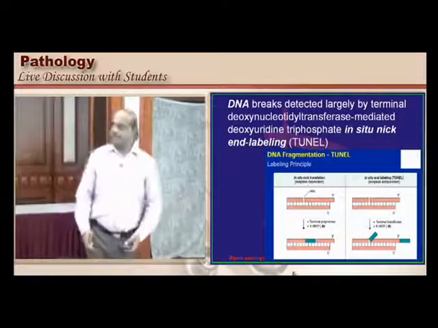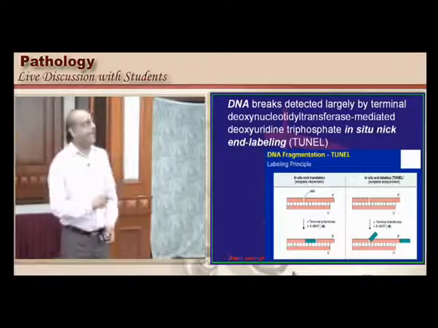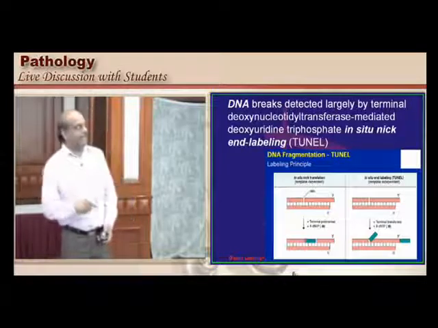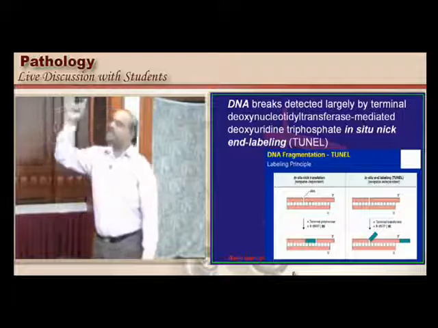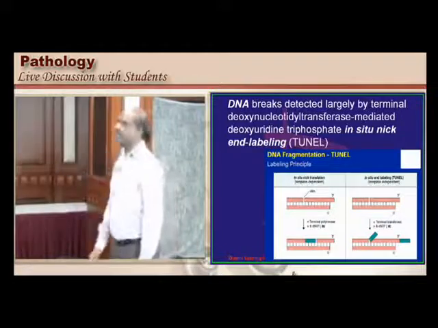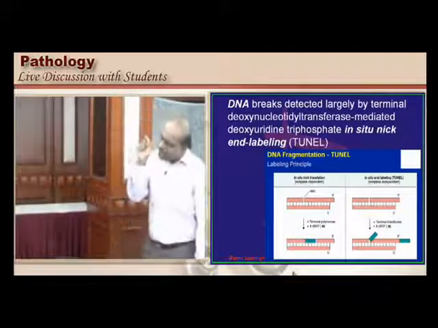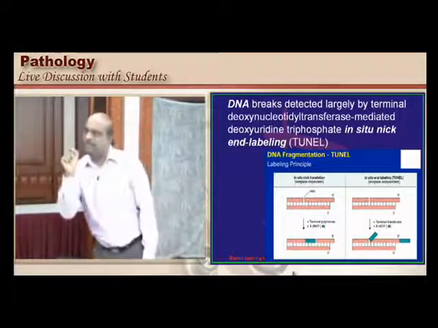Now, what is this in situ DNA end labeling? Basically, a cell which is destined for apoptosis will have some damage in the DNA, and there are some nicks in the DNA.